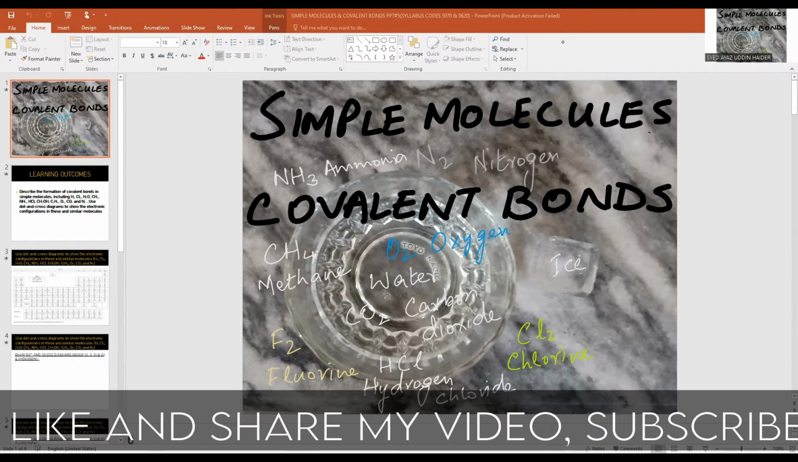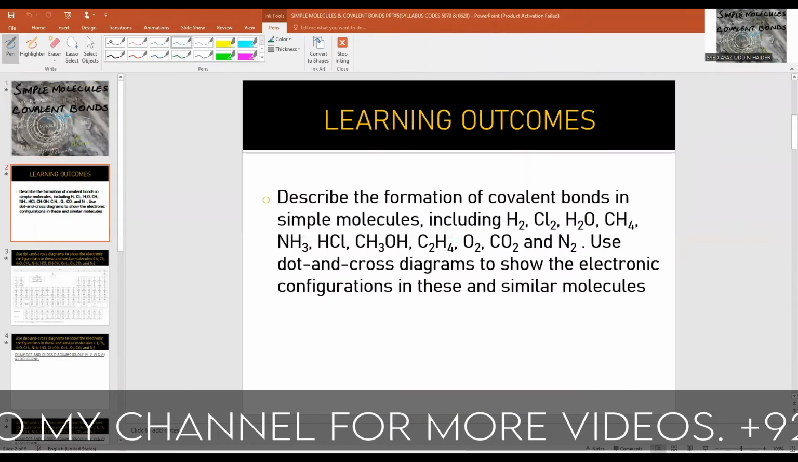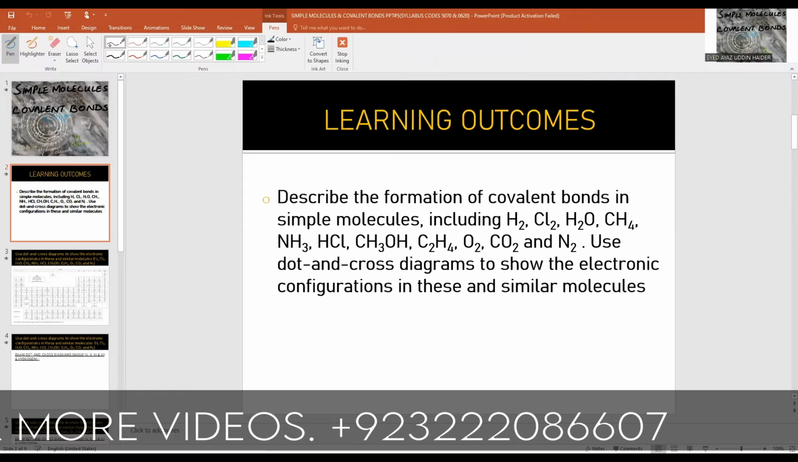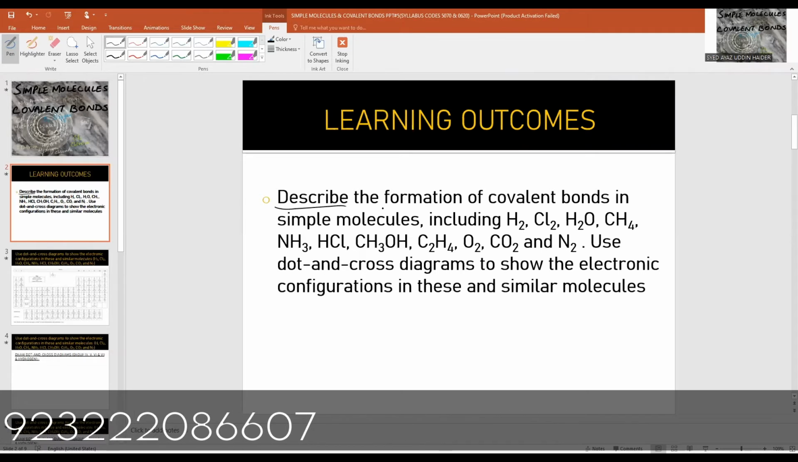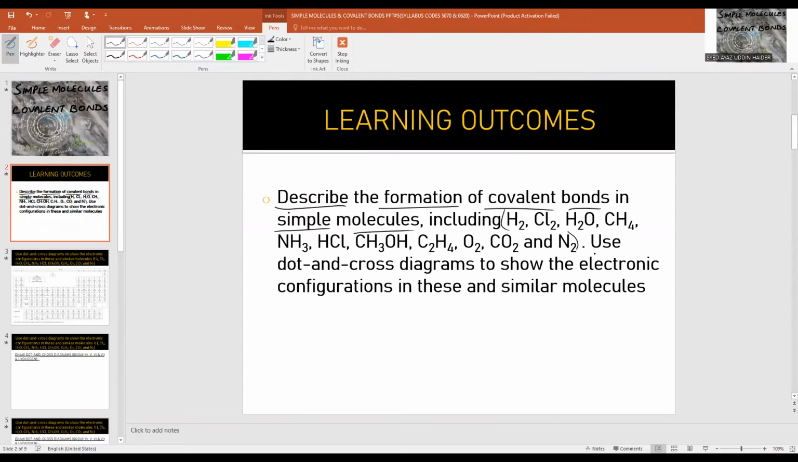We'll continue the topic simple molecules and covalent bonds. The learning outcomes for this lesson are the same, that is: describe the formation of covalent bonds in simple molecules starting from hydrogen ending on nitrogen. Use dot and cross diagrams to show the electronic configurations in these and similar molecules.